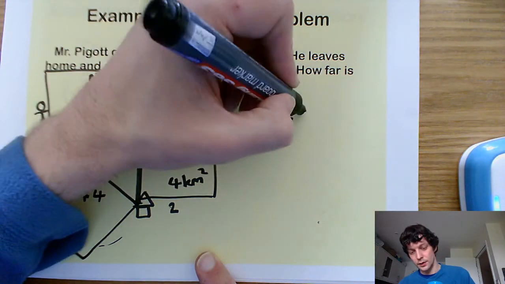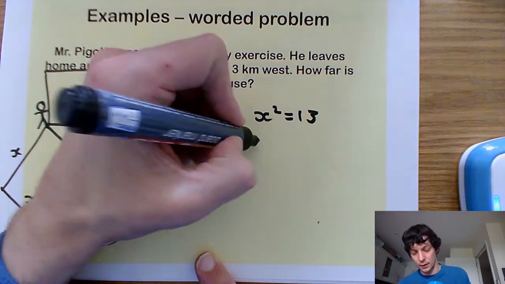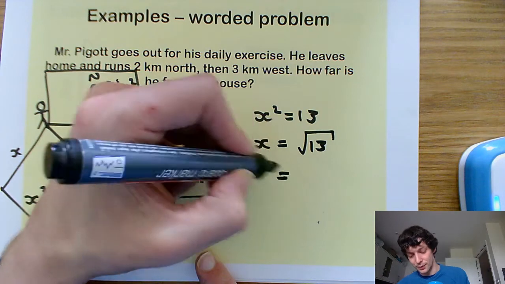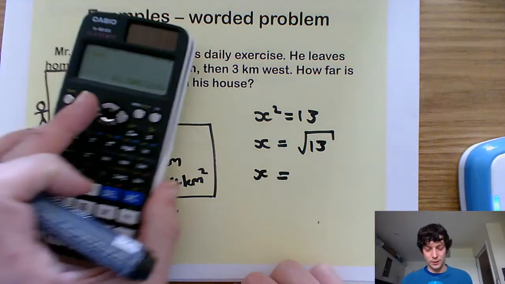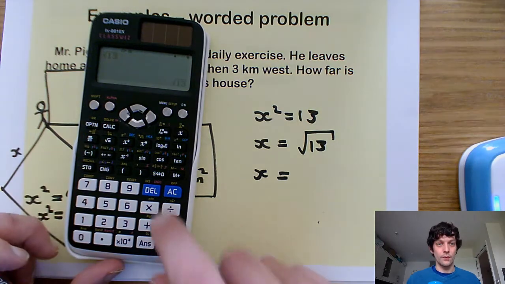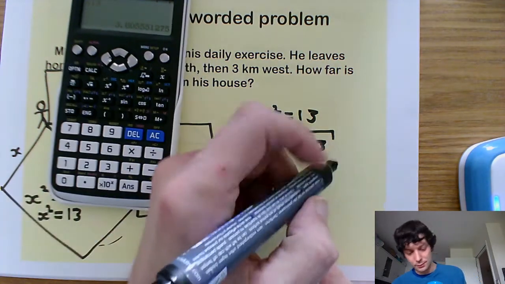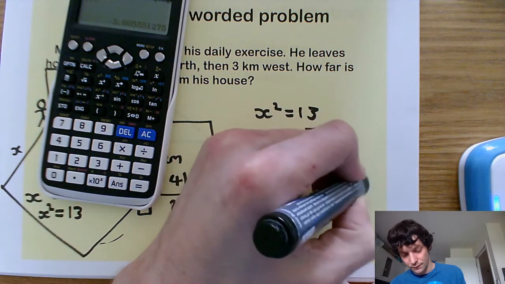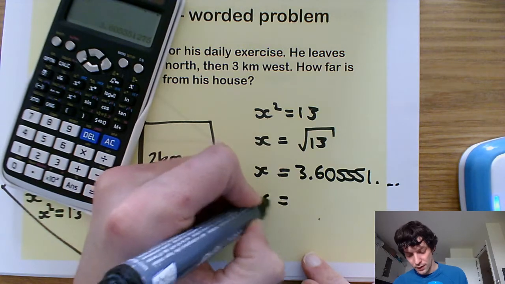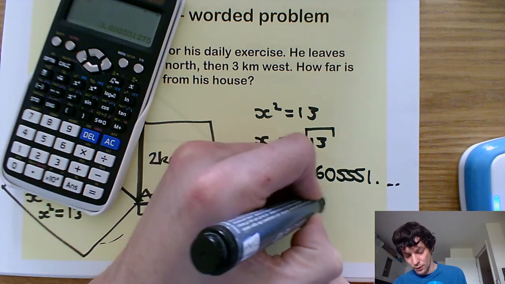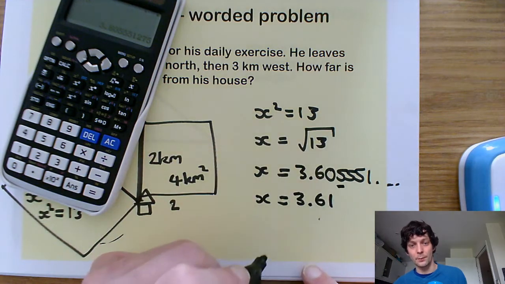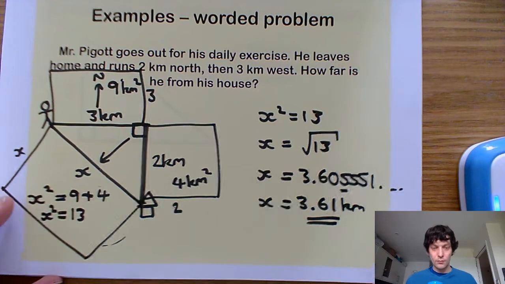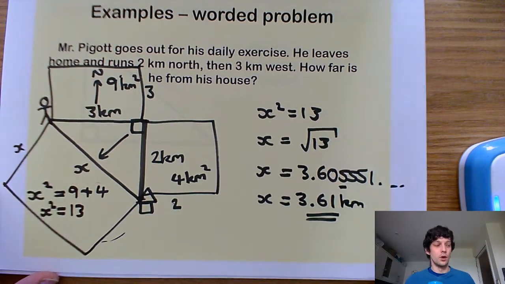So if x squared is 13, then to find out what x is, I'm getting rid of the square by doing the inverse of squaring, which is square rooting, and I'm doing root 13. Let's see what decimal that is by using the S-D button. It's 3.605551 and so on. So if I round that to 2 decimal places, 3.61. That next digit's a 5, that's why I'm rounding up. So 3.61 kilometers. Okay, and that would be the distance that I would have run altogether.